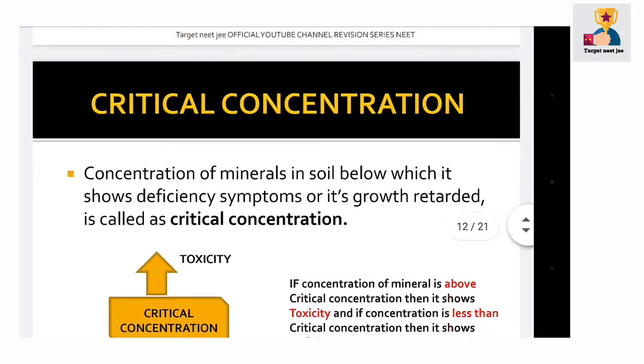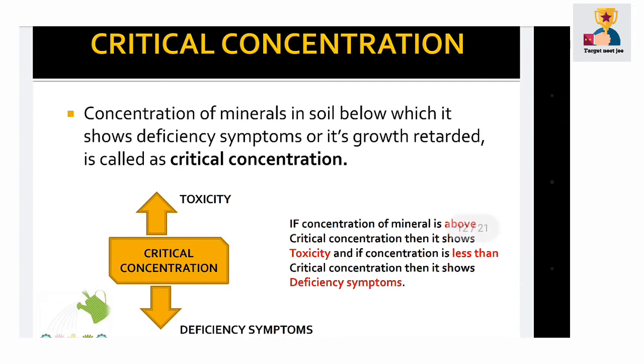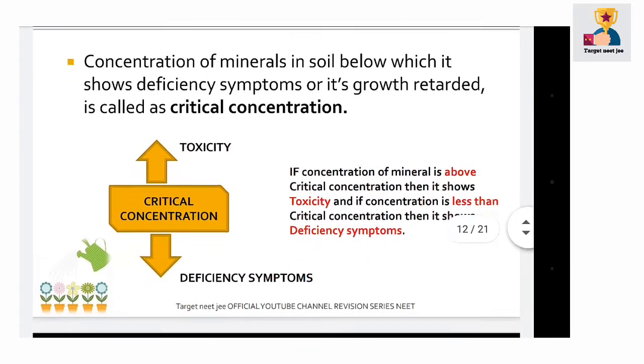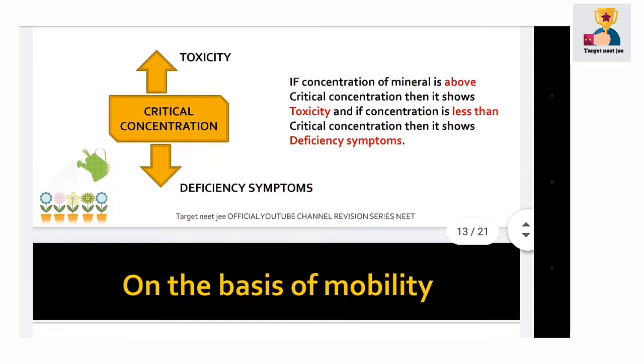Nitrogen, phosphorus and potassium are critical elements. Now let's look at the meaning of critical concentration. The concentration of minerals in soil below which plants show deficiency symptoms or growth is retarded is called critical concentration. If the concentration of a mineral is above the critical concentration, then it shows toxicity, and if the concentration is less than the critical concentration, then it shows deficiency symptoms.